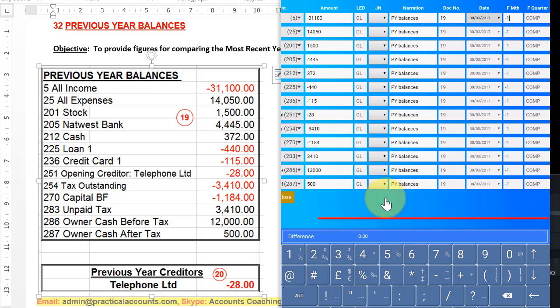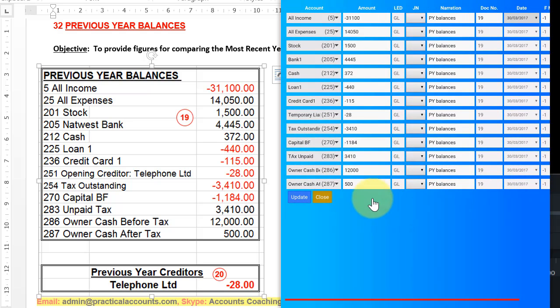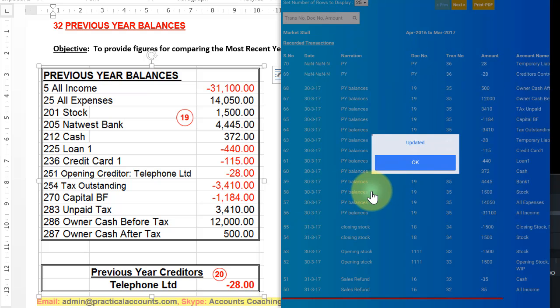And now we should be ready to save, to update what we have corrected. So we click update. And there we are, it's done. It's been updated.